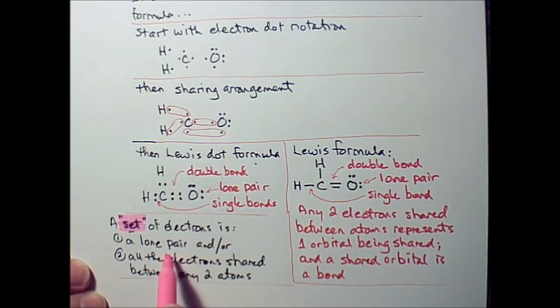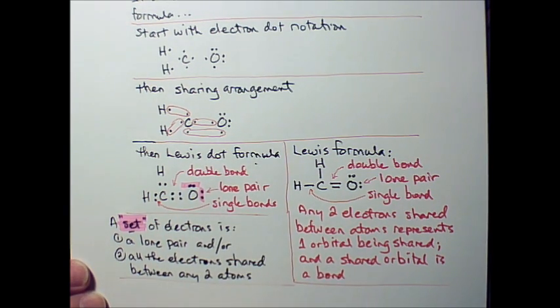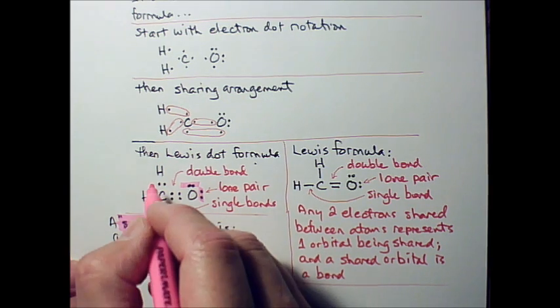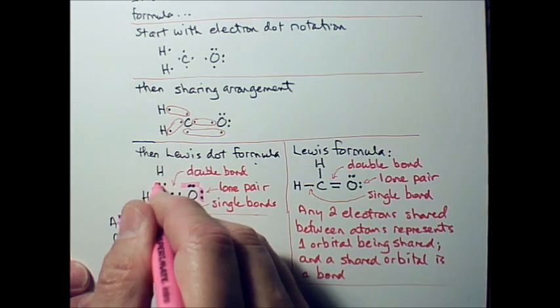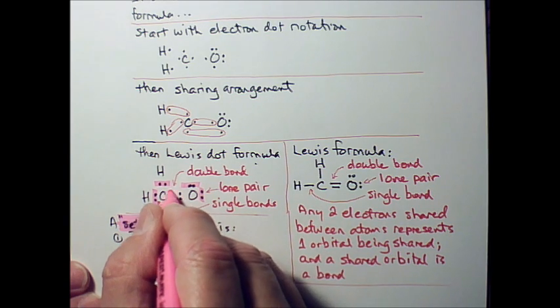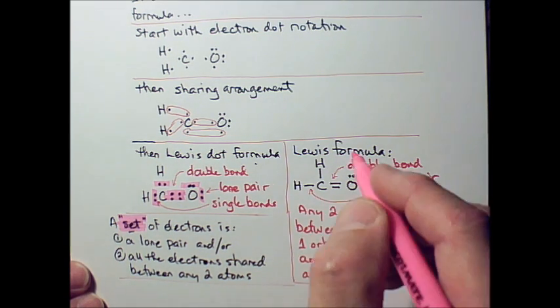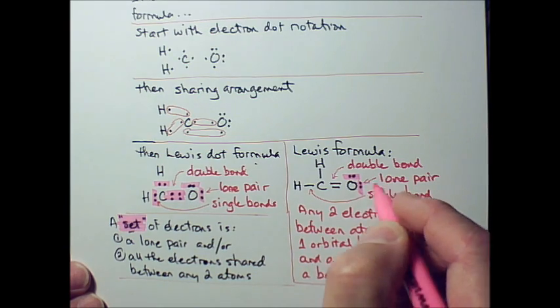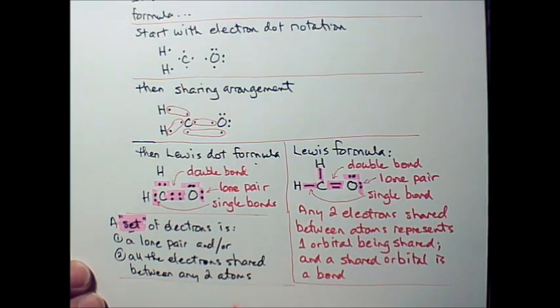So a lone pair must be a set, and that must be a set. Or all the electrons shared between two atoms. That means this makes up a set, that makes up a set, and these four electrons here make up a set. In our Lewis dot formula, then, the lone pairs represent a set, the single lines represent a set, and the double line is one set.